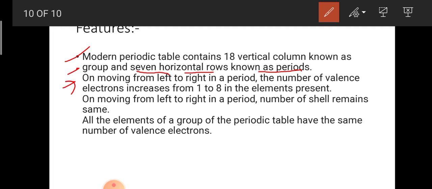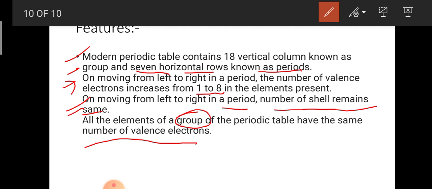As we move from left to right in a period, the number of valence electrons in the elements increases from 1 to 8. And on moving from left to right in a period, the number of shells remains the same. So these are some characteristic properties of the periods. And all the elements of a group of the periodic table have the same number of valence electrons. So this is a characteristic property of a group.